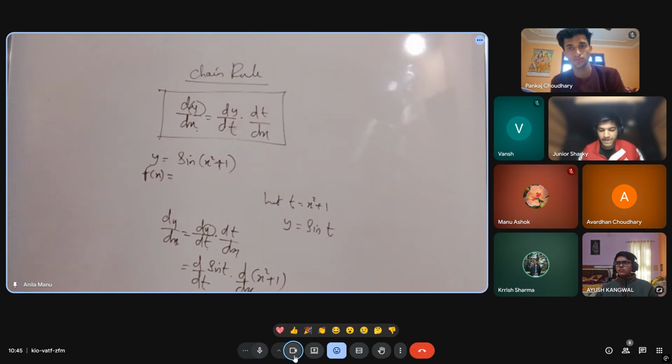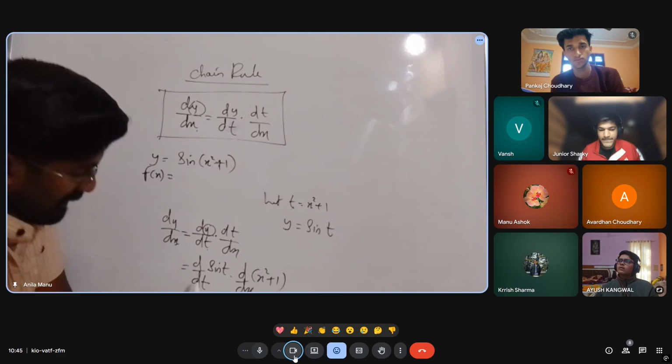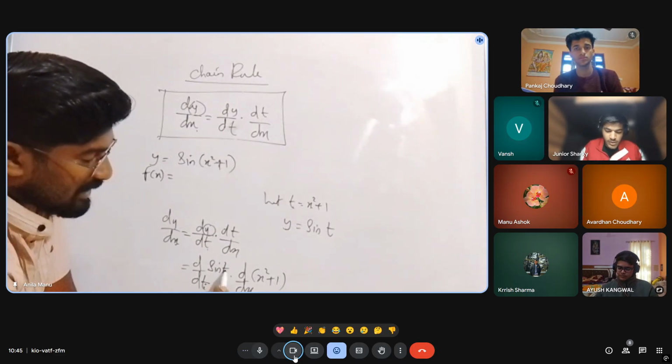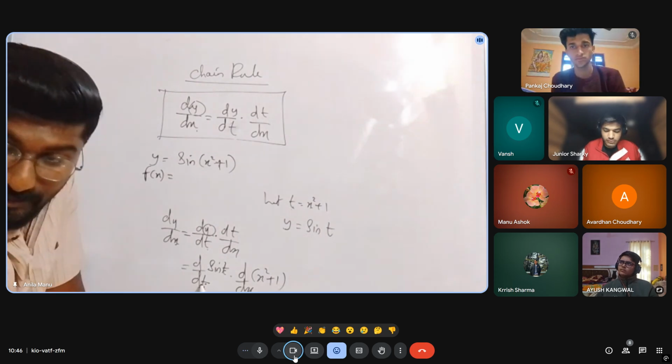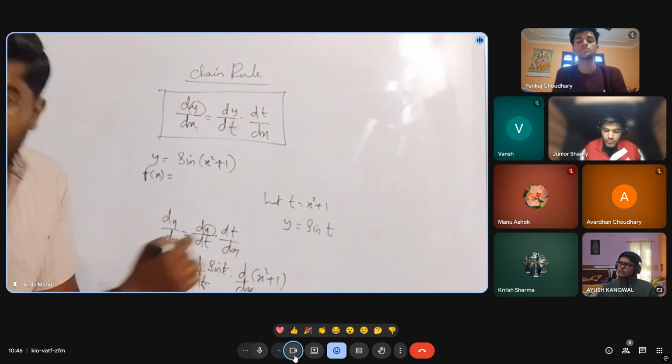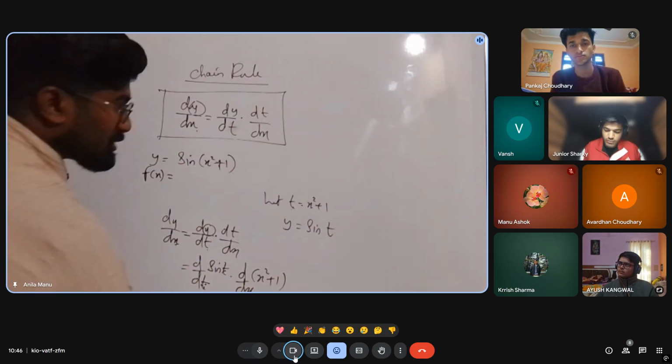See, another important thing. These two variables are same only, then completely you can differentiate. Suppose here it is t, here it is x, you can't differentiate completely. Here both are x, the same. Then only you can completely differentiate. Now what is going to happen here?